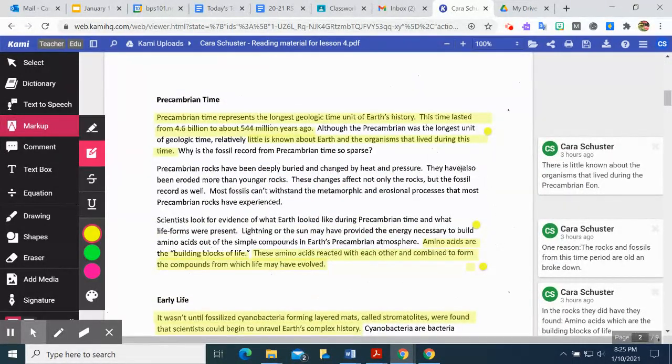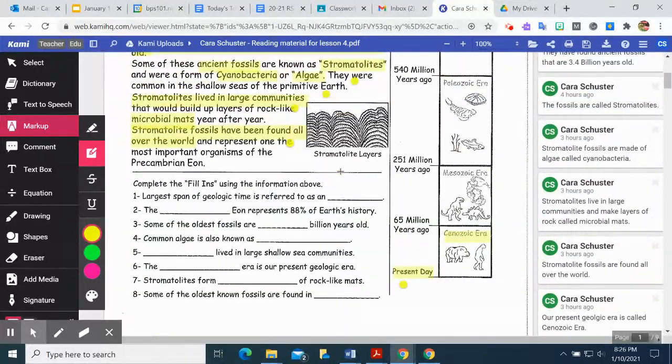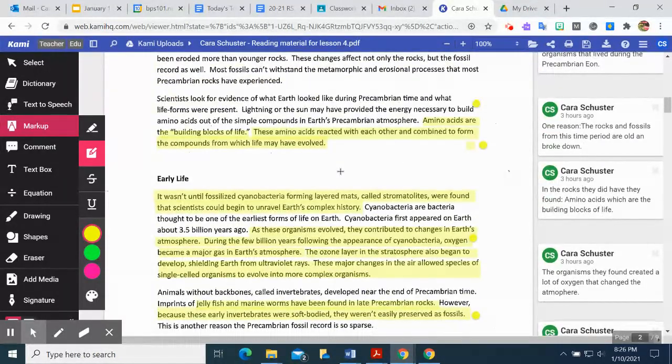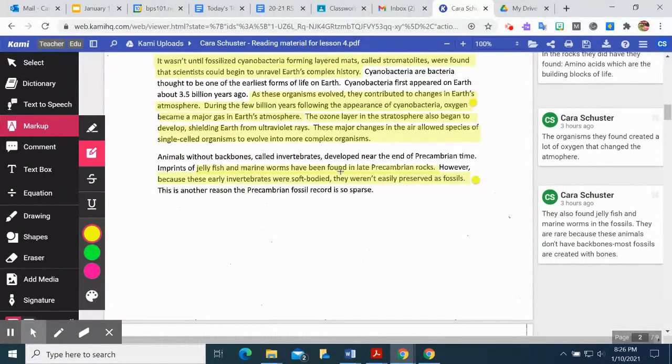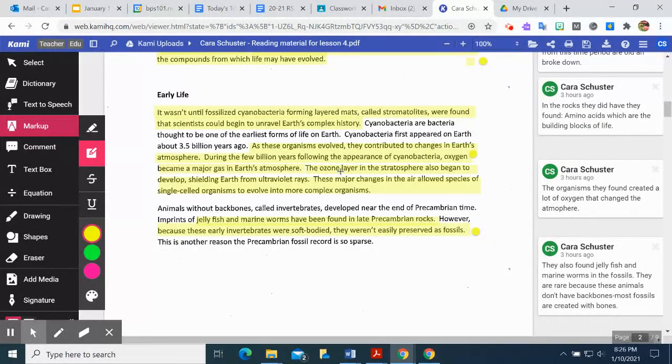And so I can read this to you really quickly. Precambrian time represents the longest geologic time unit of Earth's history. Again, I think I highlighted everything. Another important part is that amino acids are the building blocks of life. And so in the Precambrian time, all of these bacteria created these amino acids. And so again, an opportunity to create more complex animals rather than just the bacteria.